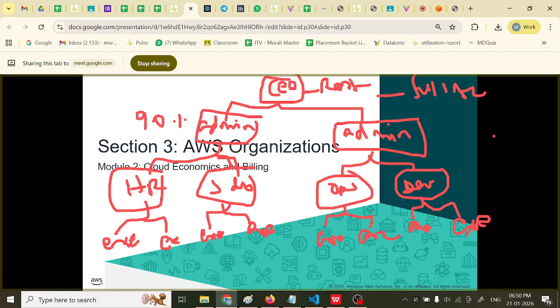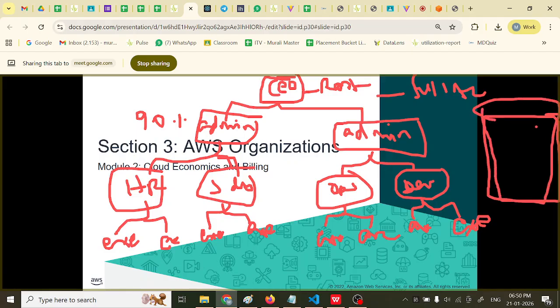Right? Now the root account has created a common storage. You can create a common storage for all these departments, that is called an S3 bucket. That is HR, sales, then ops, then the development team. Okay, now all these teams and departments have been split.